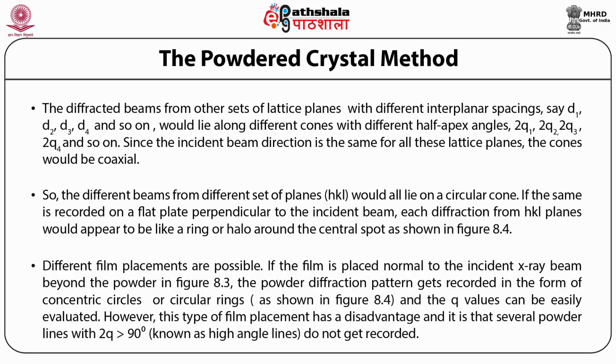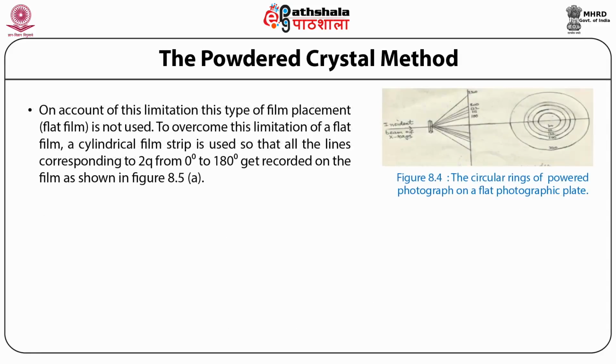Different film placements are possible. If the film is placed normal to the incident X-ray beam beyond the powder in figure 8.3, the powder diffraction pattern gets recorded in the form of concentric circles or circular rings, as shown in figure 8.4, and the theta values can be easily evaluated. However, this type of film placement has a disadvantage: several powder lines with 2 theta greater than 90 degrees, known as high angle lines, do not get recorded. On account of this limitation, this type of film placement, that is the flat film, is not used.